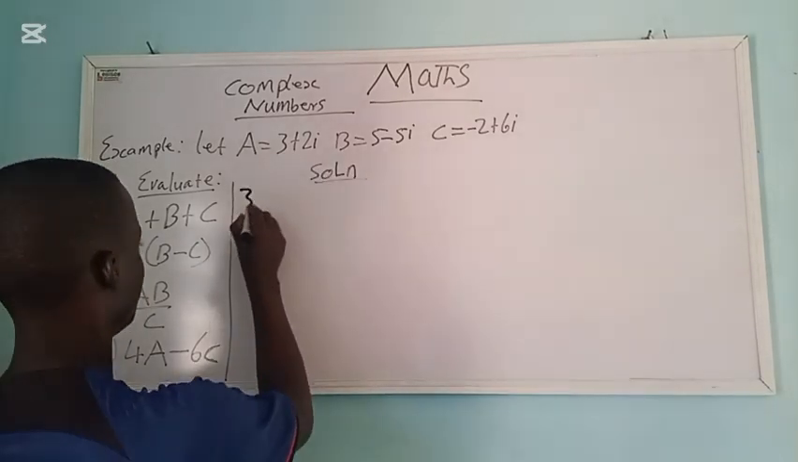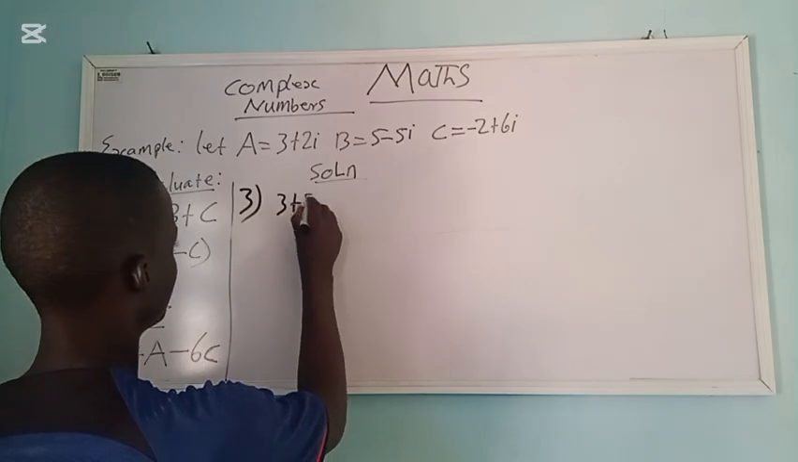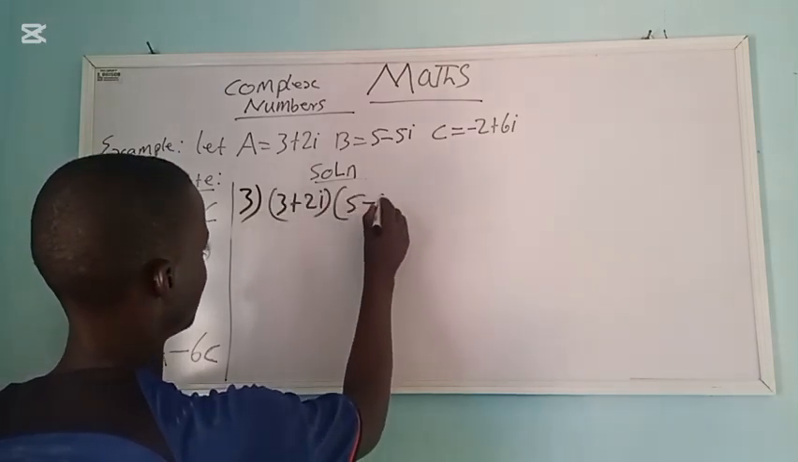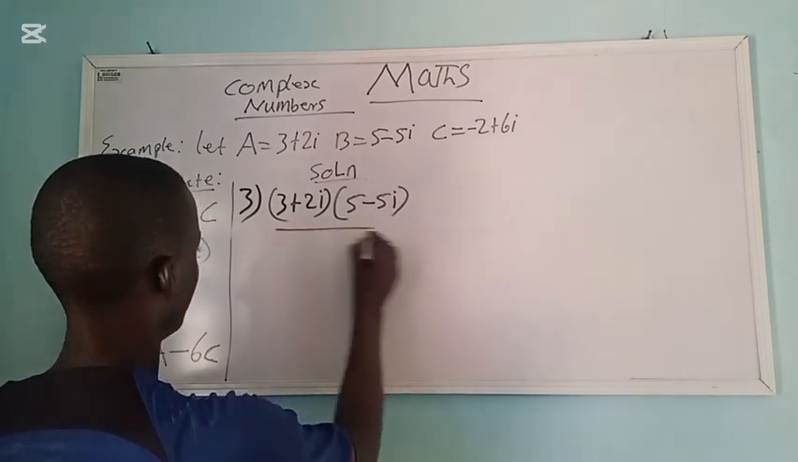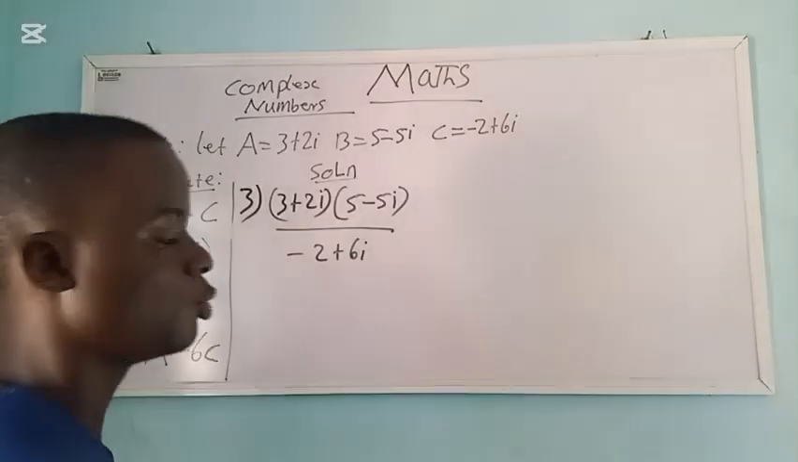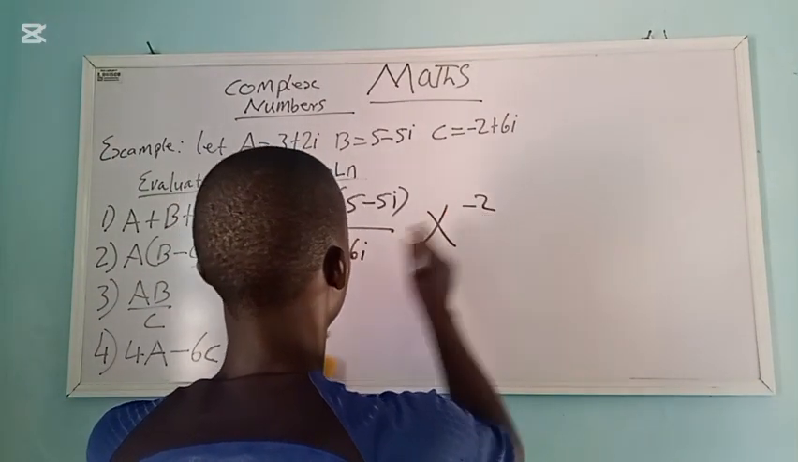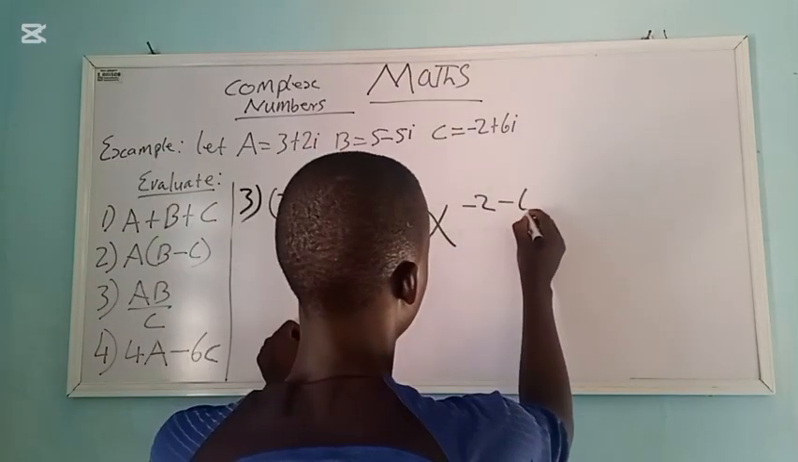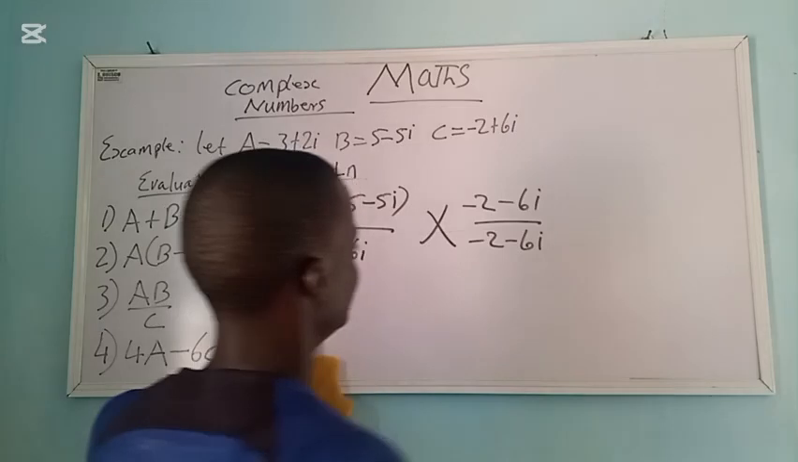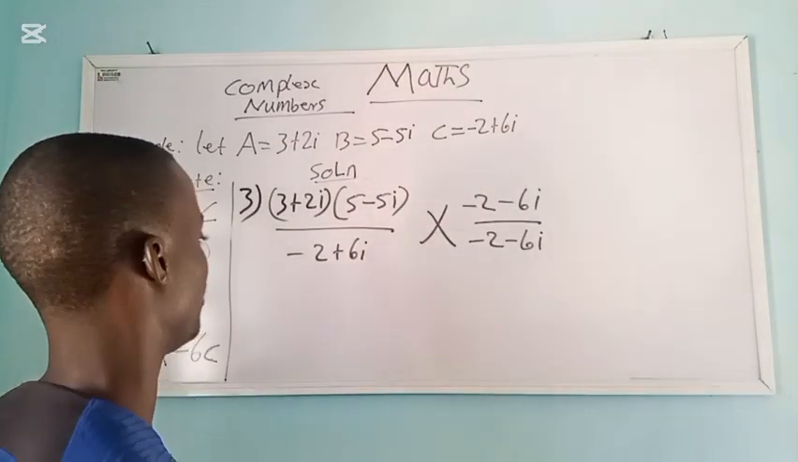So now we have number 3. We have 3 plus 2i times 5 minus 5i, all over minus 2 plus 6i. Now this one we use the rationalize method. So we rationalize like this. This one is plus, so we use minus, minus 6i, all over minus 2 minus 6i. Now we can multiply it to see what we will get.